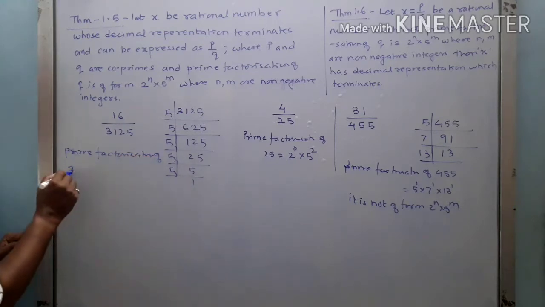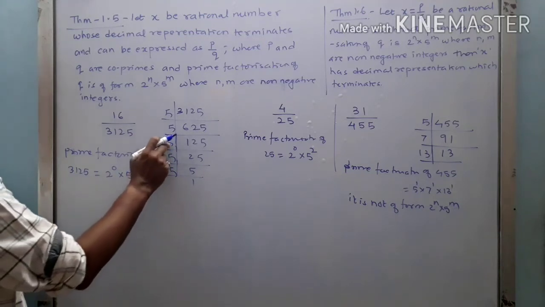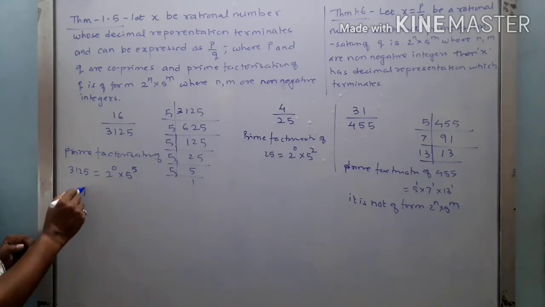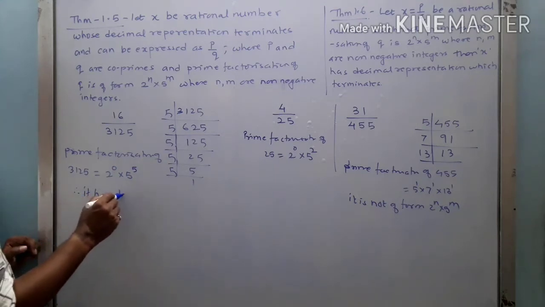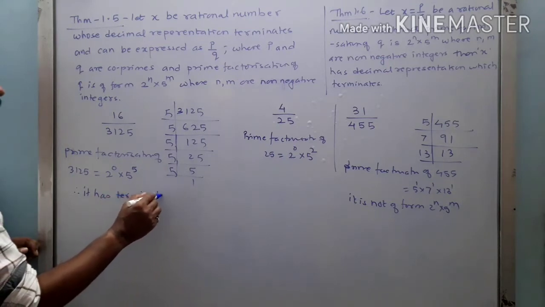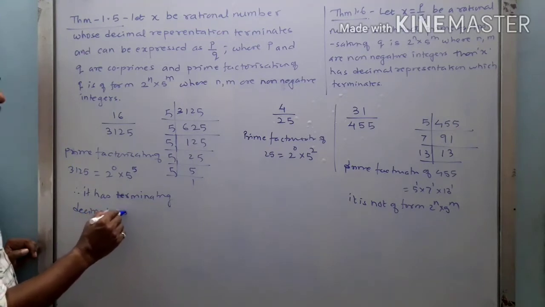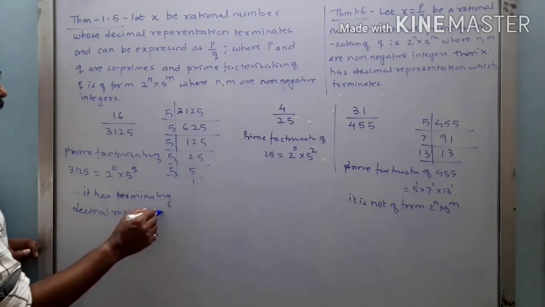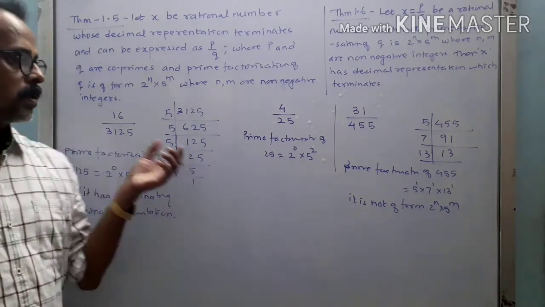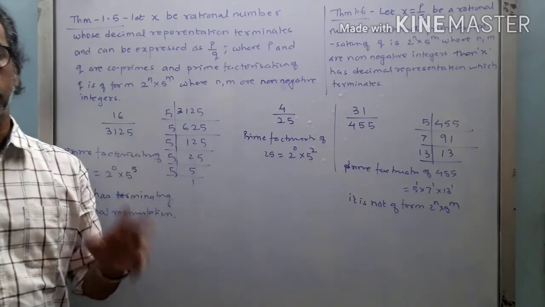So here I can write down that the prime factorization of 3125 is of the form 2 raised to 0, and 5 raised to 5, 1 2 3 4 5, right? Therefore it has a terminating decimal representation. That is the way they are going to ask a simple question, based on nothing but whether it is terminating or not.